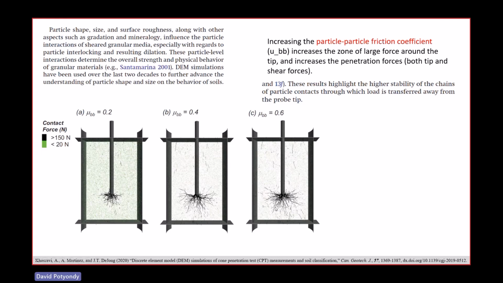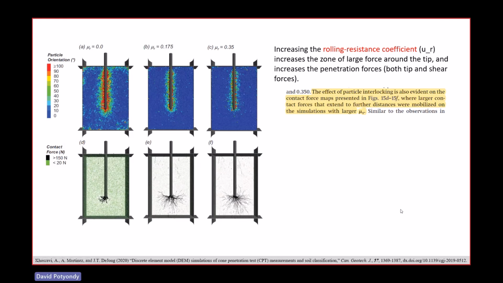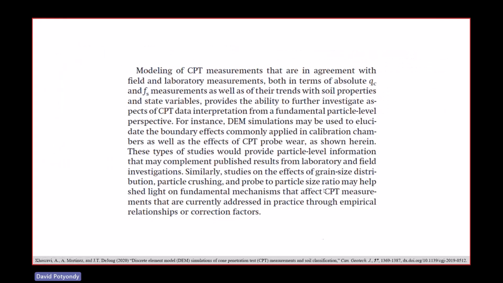So the more dilation you get, the more you mobilize a larger region. Compare this one to this one, right? These are force chain plots. Thickness is proportional to magnitude. And then here, again, you're getting this effect as you increase that rolling resistance to where the action is happening, things like that. So again, they make a conclusion that this rolling resistance thing makes really good sense.